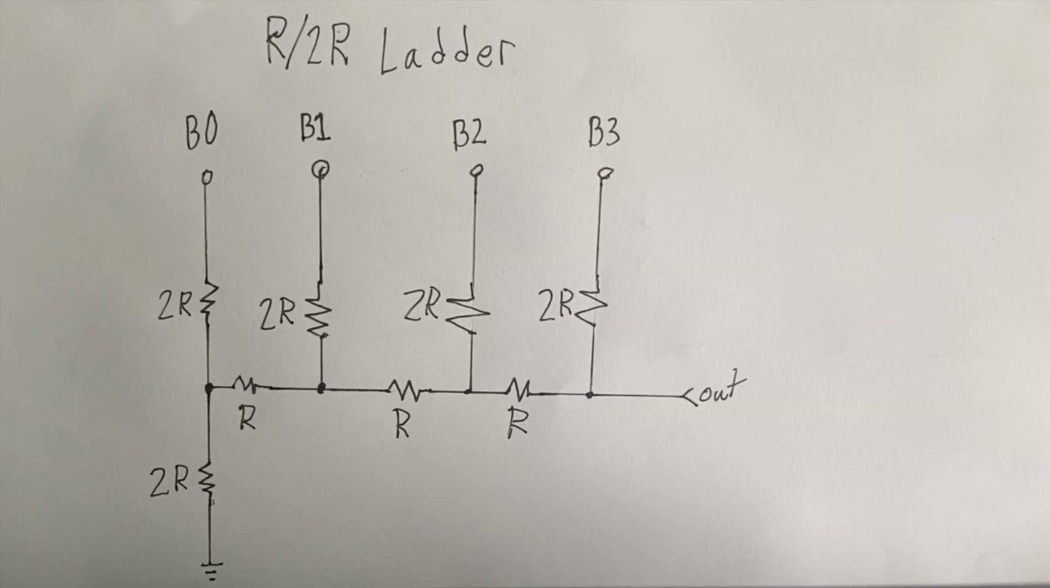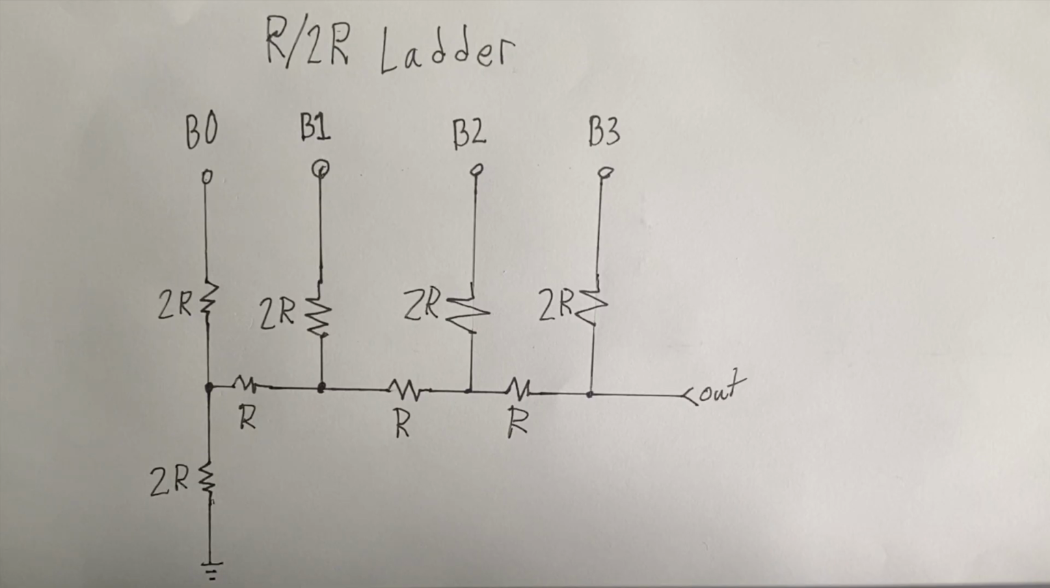This can be explained using Thevenin equivalent circuits and superposition theorem. Thevenin's theorem states that any linear circuit with multiple voltage sources and resistors can be simplified into a single equivalent voltage source in series with one resistor. This helps us analyze each part of the ladder more easily.